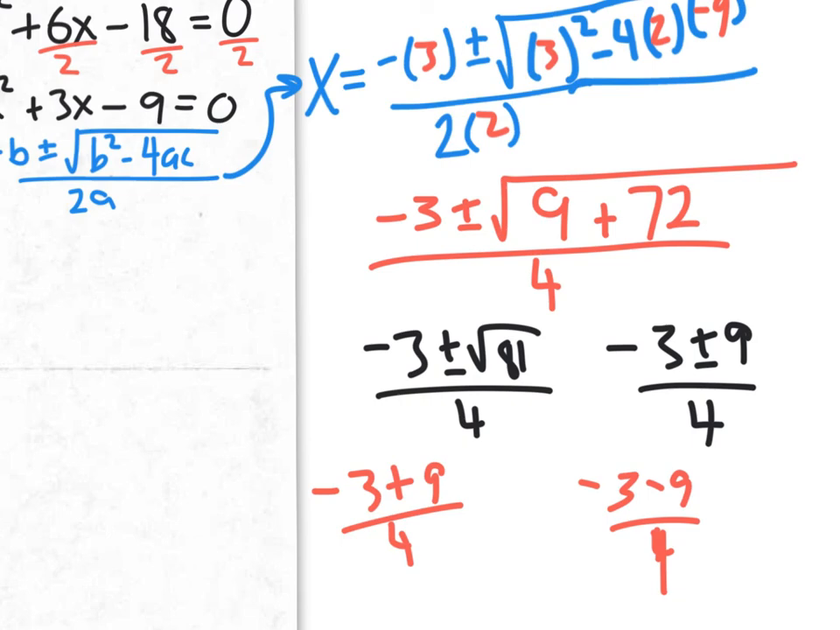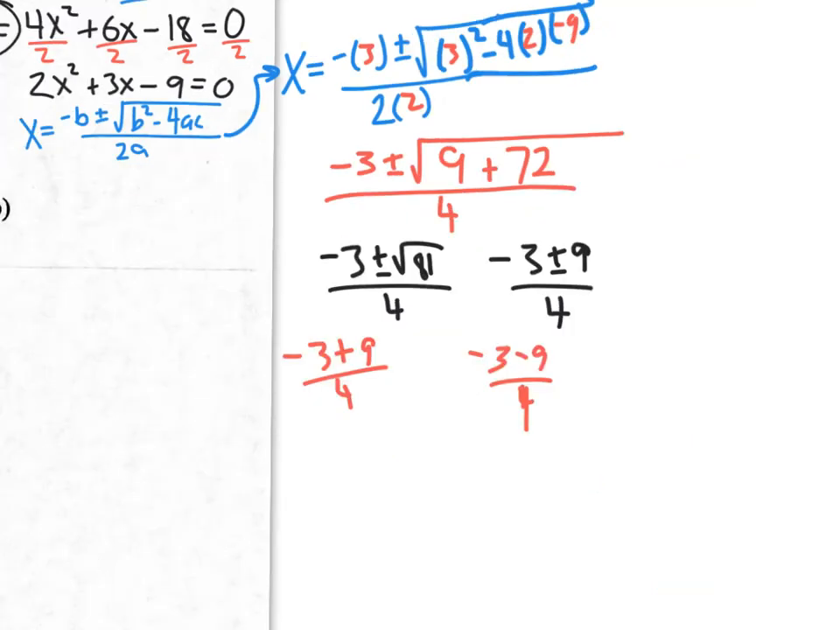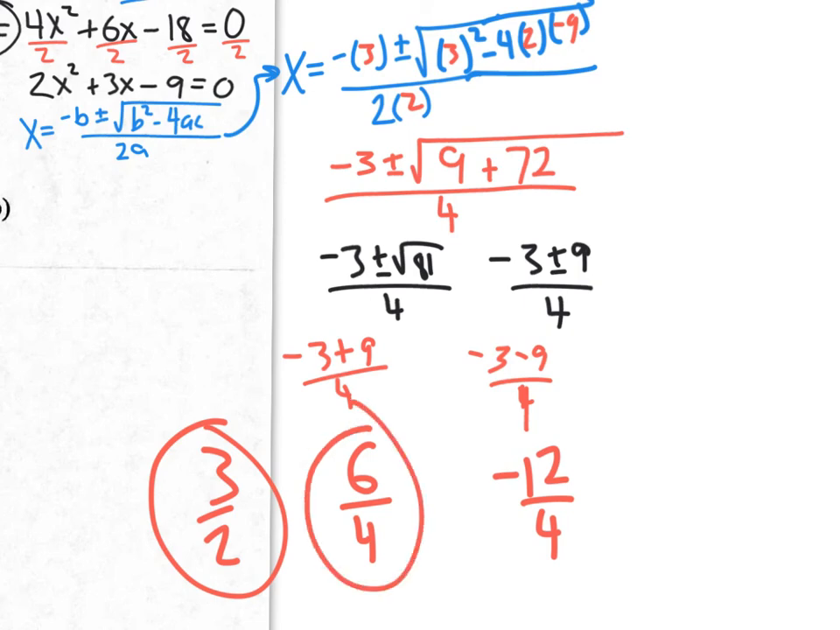And that's going to give us two answers, which is 6 over 4, and over here, negative 12 over 4, which finally gives us 3/2, because that reduces by 2, and over here, negative 3. So you get two answers, 3/2 and negative 3.